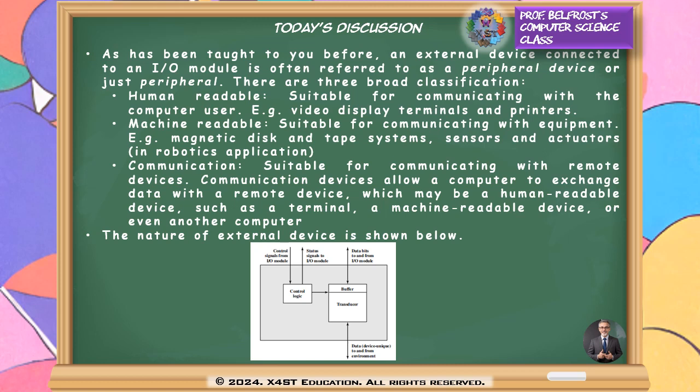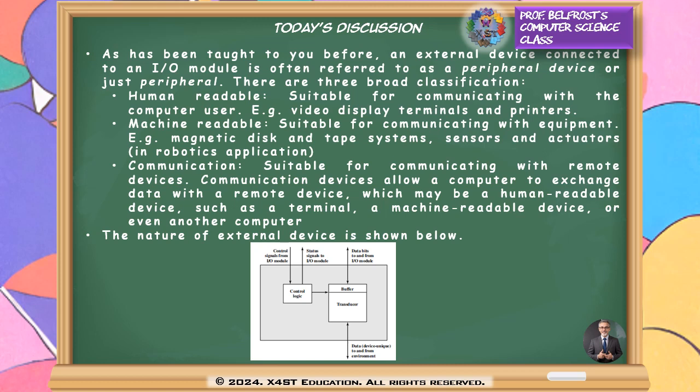As has been taught to you before, the external device connected to an I/O module is often referred to as a peripheral device or just a peripheral. There are actually three broad classifications for this. First is human readable, which is suitable for communicating with the computer user, for example, video display terminals (VDTs) and printers.